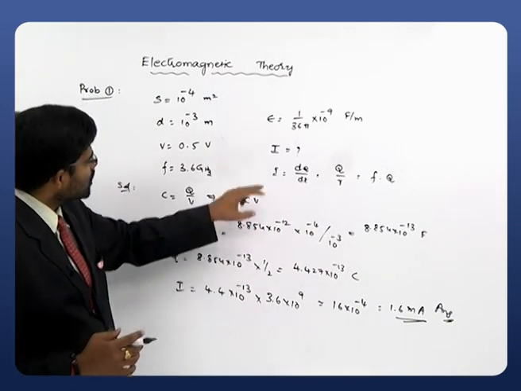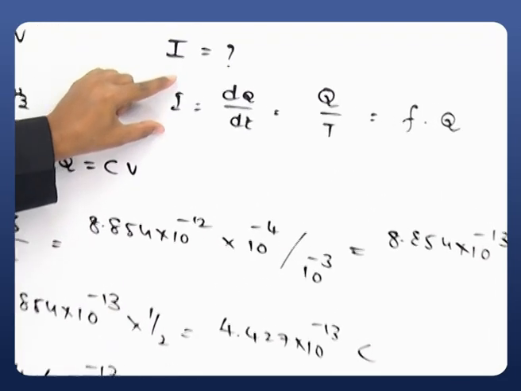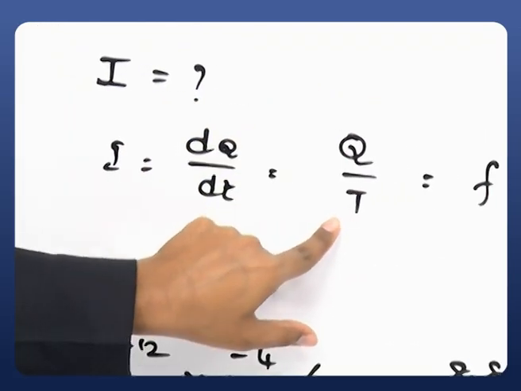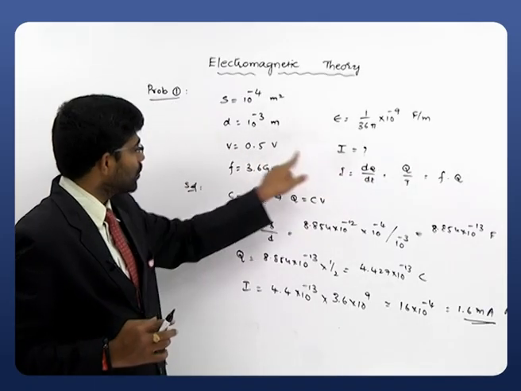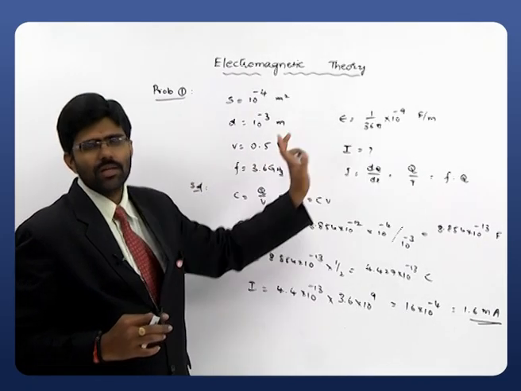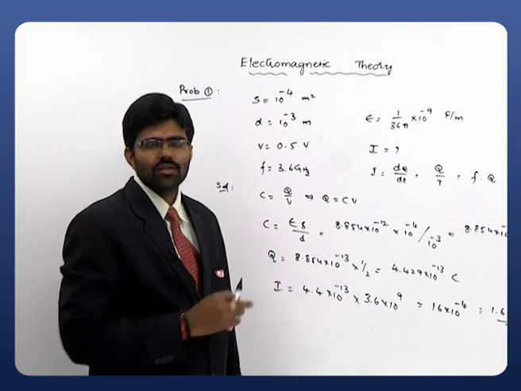Once again, just observe what we want is the current. Current can be written as Q by time, which is nothing but frequency into charge. Since the frequency is given to us, we are doing it in that particular fashion. So this is the solution for this particular problem.